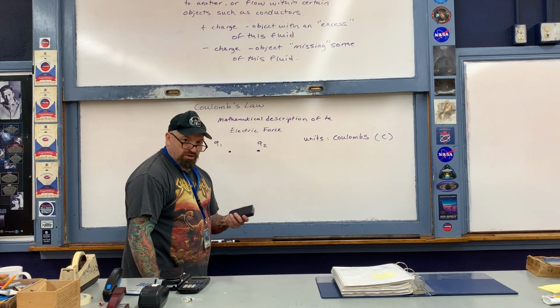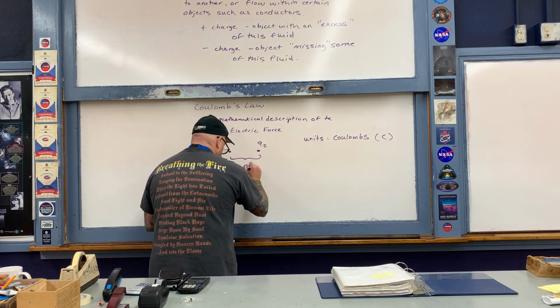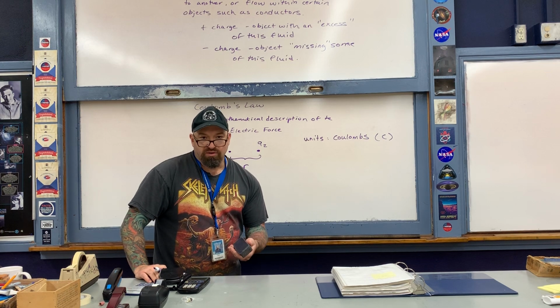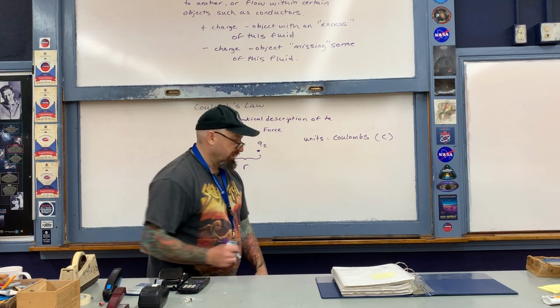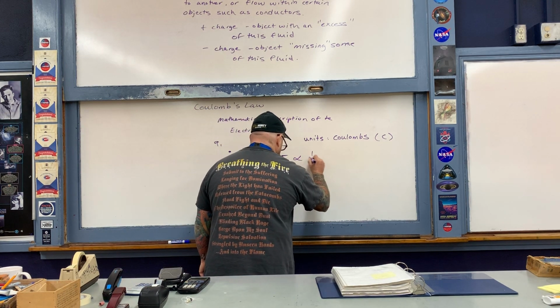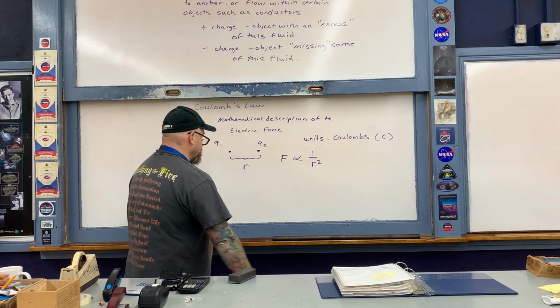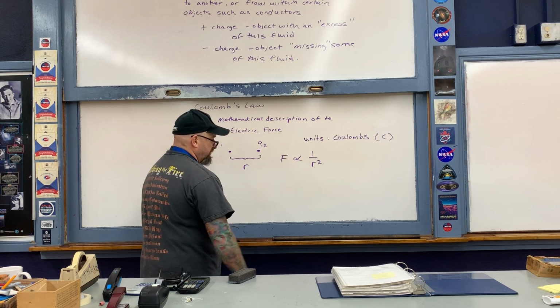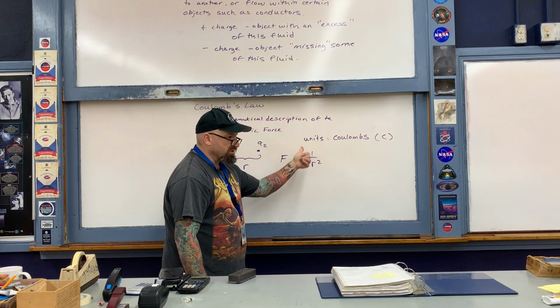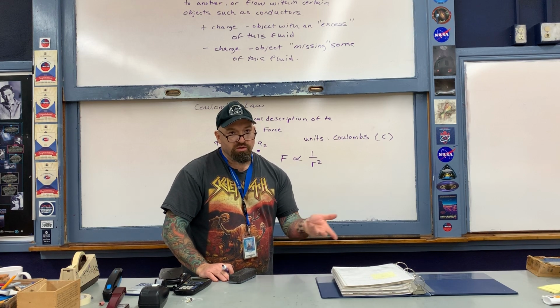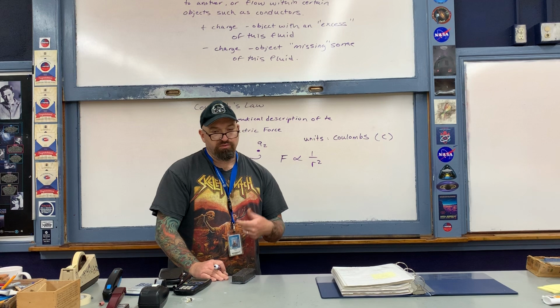So let's say I have two charges here, Q1 and Q2, and they're separated by some distance. This distance here is equal to R. Now, like the force of gravity, the magnitude of the electric force obeys an inverse square law. That is, the force between the two charges is inversely proportional to the square of the distance. So if you double the distance between them, the magnitude of the force is 1 over 2 squared, or 1/4 of its original value. If you triple the distance, the force is 1 over 3 squared, or 1/9 of its original value, and so on.